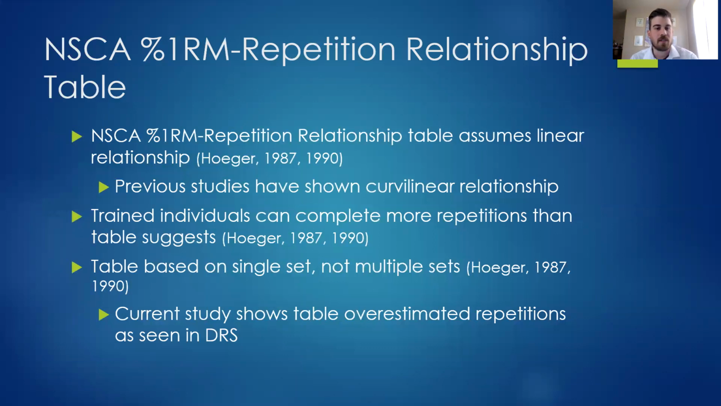So let's look at some limitations maybe of the NSCA percent 1RM repetition relationship table. It assumes a linear relationship, and other research maybe shows that it has a curvilinear relationship, and trained individuals can complete more repetitions than even the table suggests. Also, the table suggests over a single set and not multiple sets. And the current study shows the table overestimated repetitions compared to descending resistance sets.